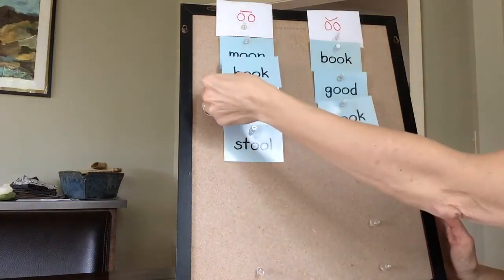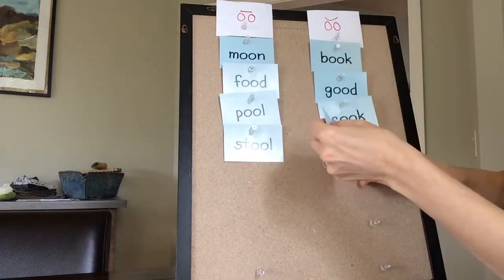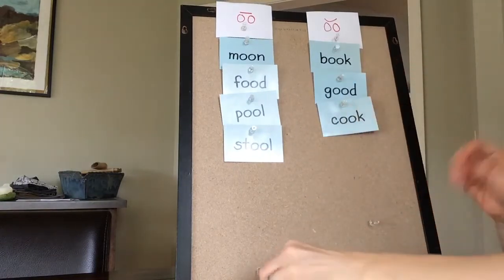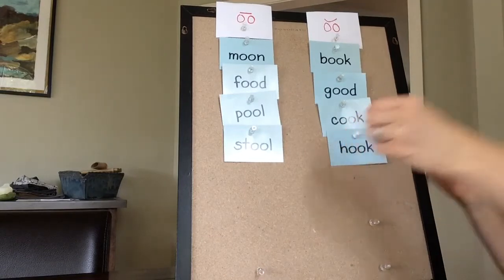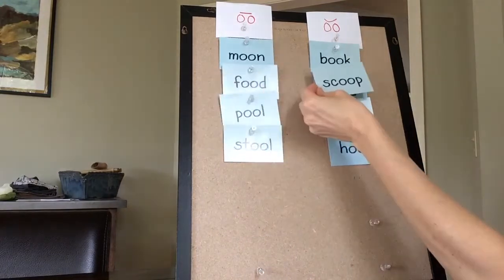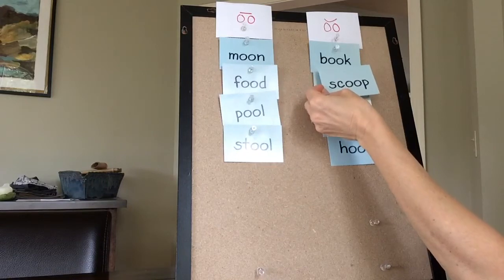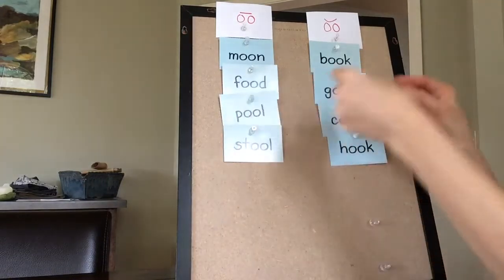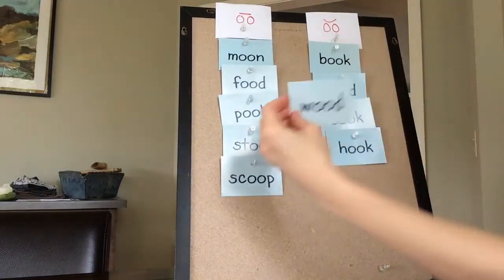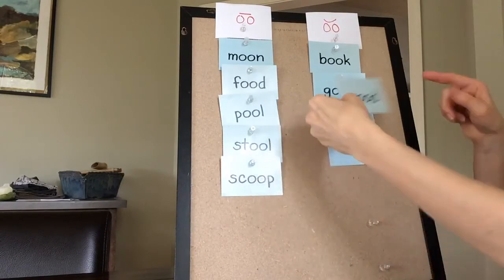Okay. Hook, is it going to be like moon or book? Yeah, book. You're right. So you put that on this side. Whoopsie. This isn't the best cork board ever, apparently. All right. How about scoop? Is it going to be like moon or book? Moon, scoop. Book, scoop. No, I think so too. I think it's on the moon side. How about wood? Is it like moon or book? Wood. It's like book.